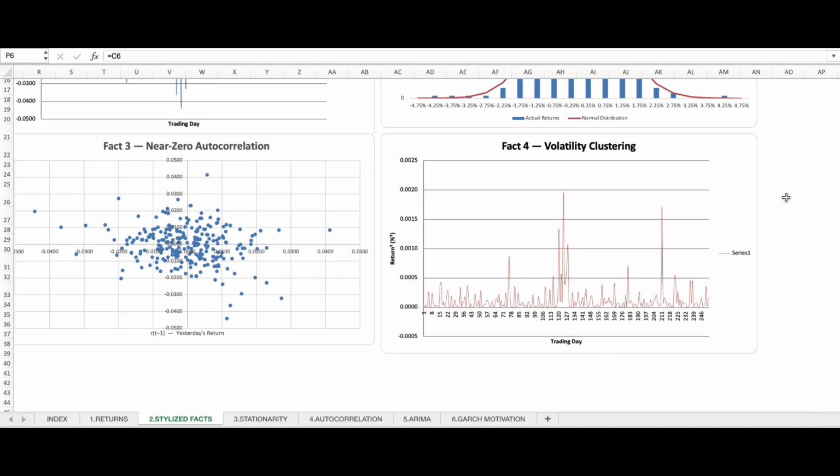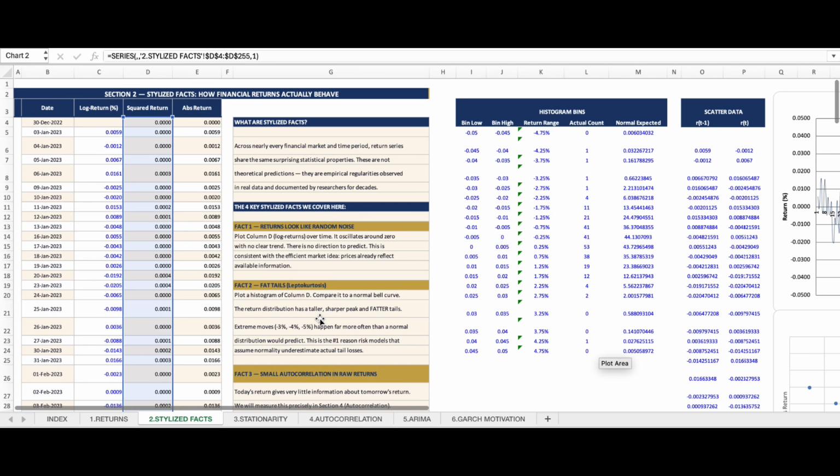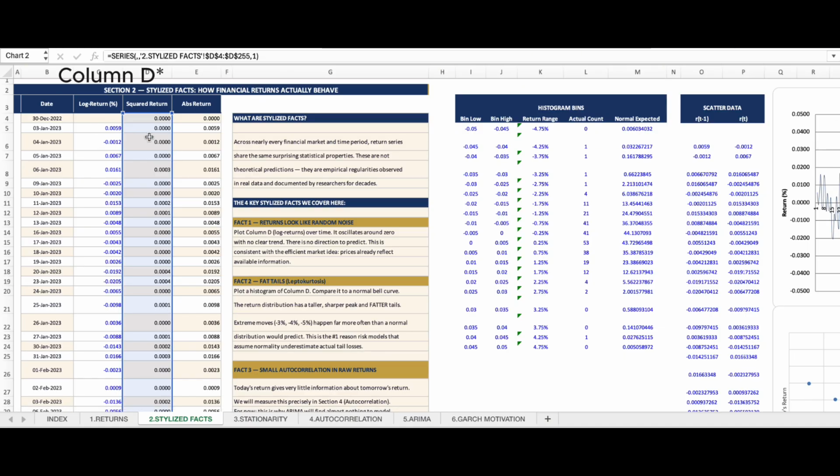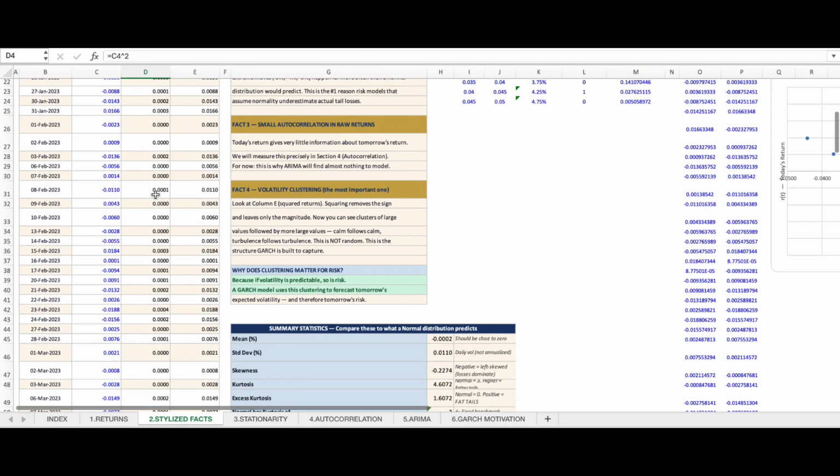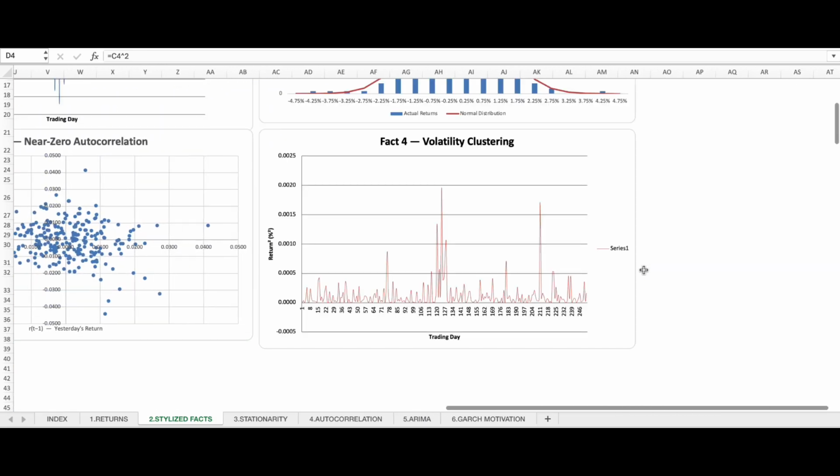The fourth one is volatility clustering. This is an important statistical property. If you look at column C, which contains squared returns, now if you are wondering why squared, squaring actually removes the positive or negative sign and leaves only the magnitude of the move. So big moves become big positive numbers, and small moves stay small. So now look at those squared values over time. Big values here cluster together, if you see. Then there are long stretches of small values. Then another cluster of big values.